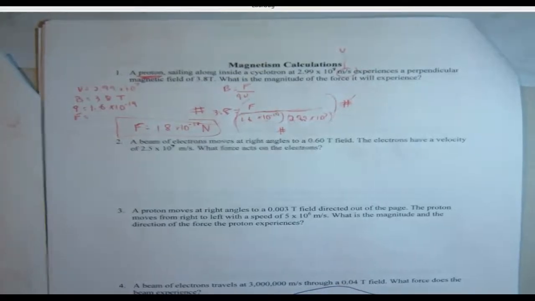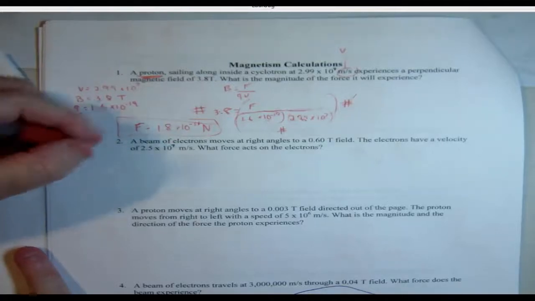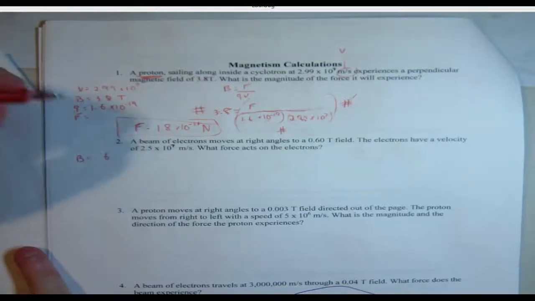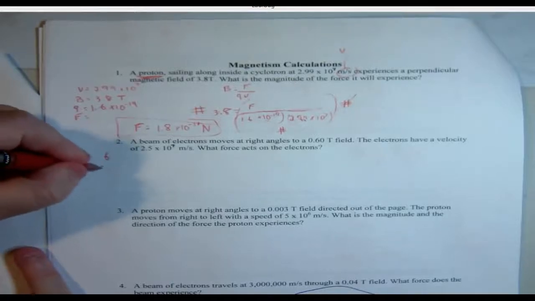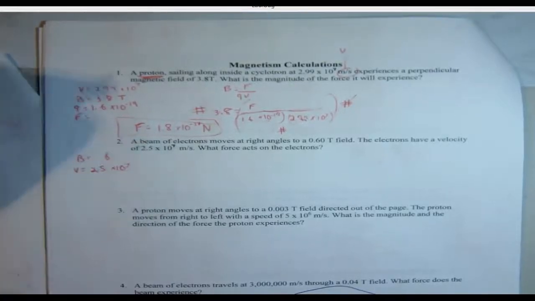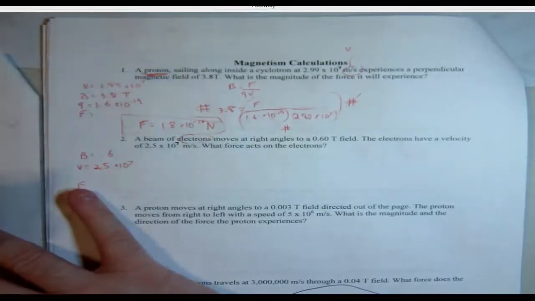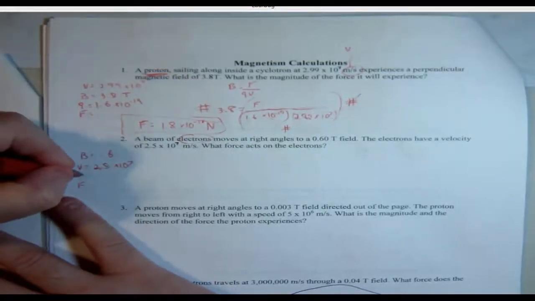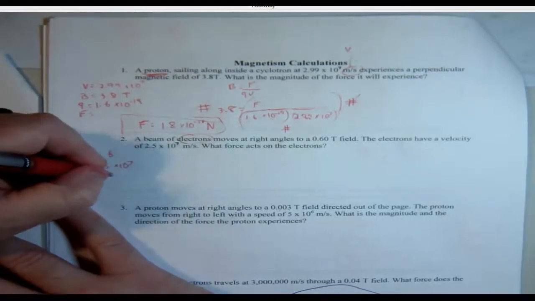So, next one, exact same setup. Again, teslas is our field strength, so that's B, 0.6. Meters per second is our velocity, 2.5 times 10 to the 7. We don't have force, and it looks like it's an electron, so same charge. Q equals 1.6 times 10 to the minus 19.